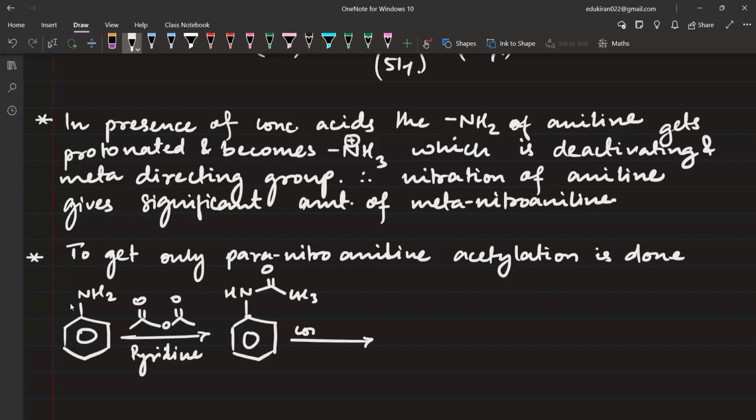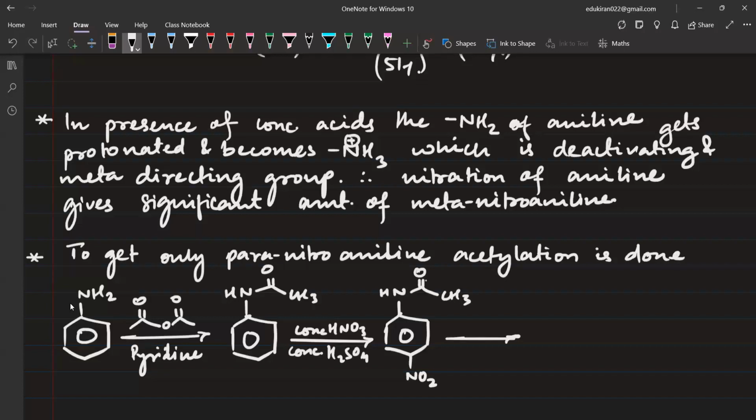After this, we are going to add conc HNO3, conc H2SO4. This will give you nitrogen. The hydrogen is as it is. Double bond O CH3 is as it is. In the para position, you will get NO2. Further, in the hydrolysis, in the presence of H plus or OH negative, this is going to give you the NH2 group back, and the nitro group will be as it is. ठीक है, so please write this down. Raise your hand once you're done.